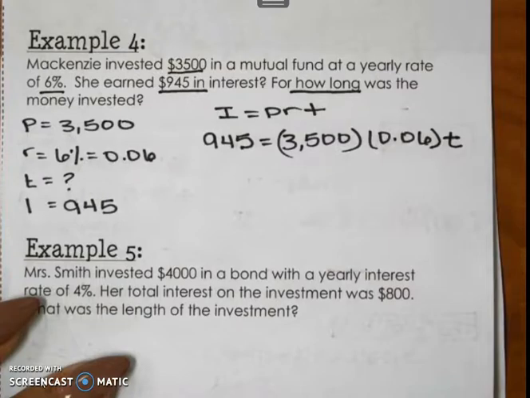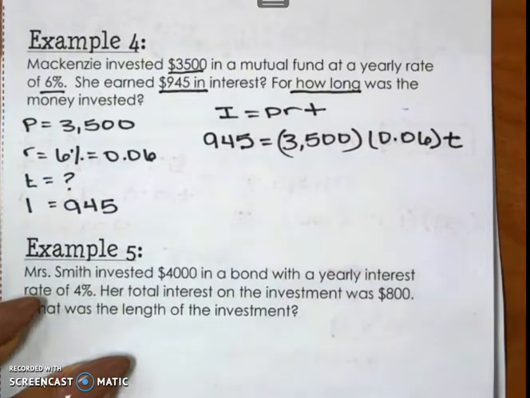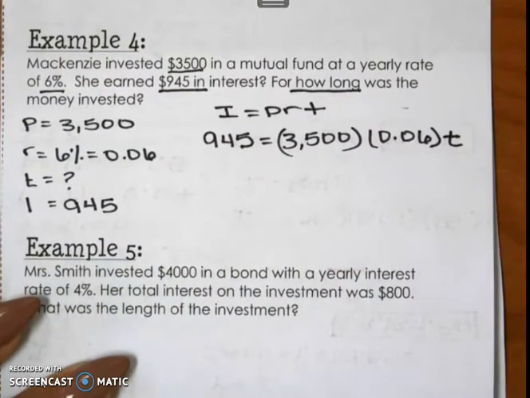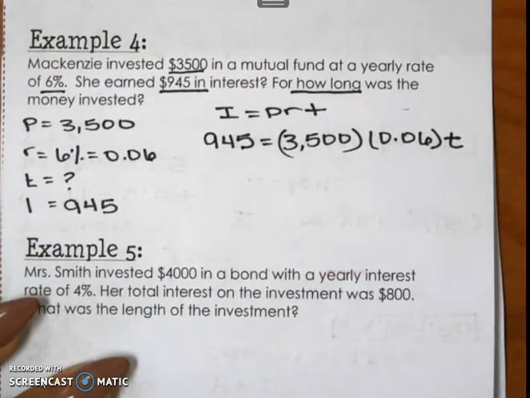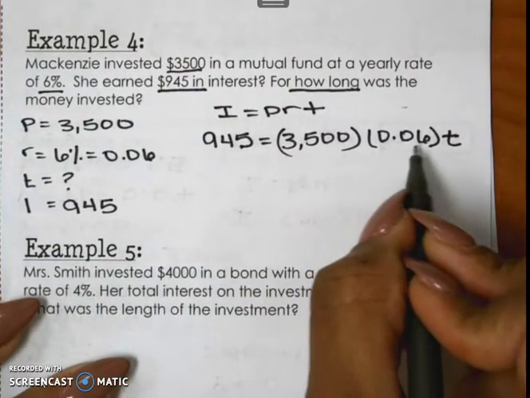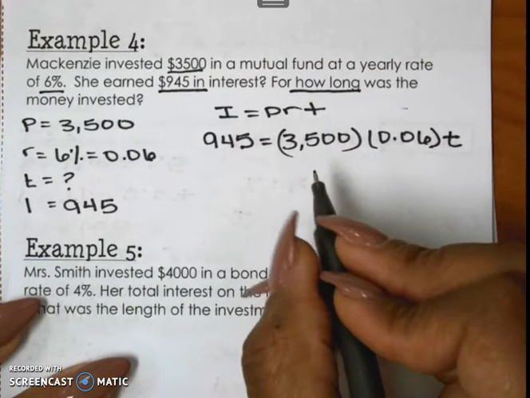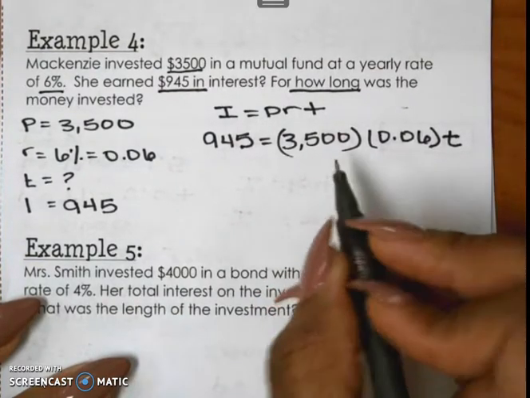Why did you say equals? Because that is the formula. Oh, okay. So then I need to figure out what's 3,500 times 0.06. Can someone give me that answer?